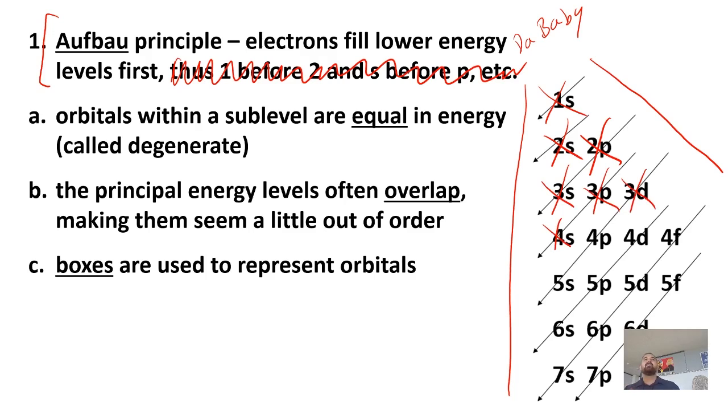So basically, this is the order that we fill things. That's what Aufbau's principle is all about. But you can actually look at the periodic table and figure this stuff out. And I'll show you how to do that in a minute.